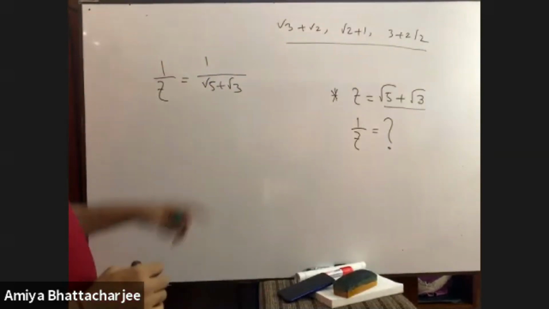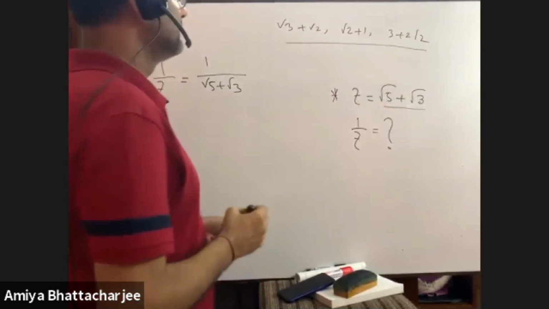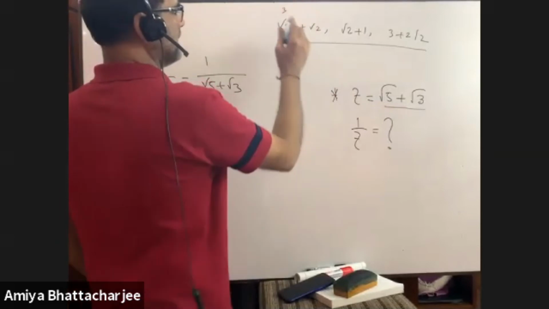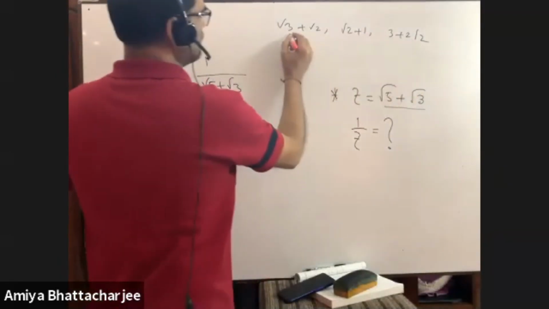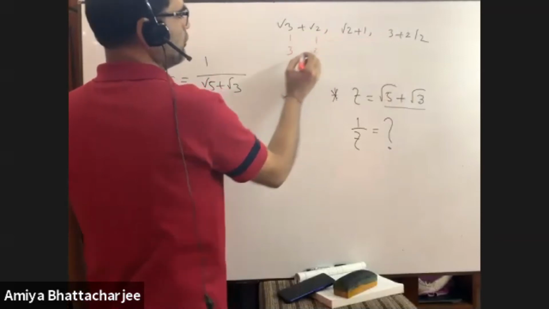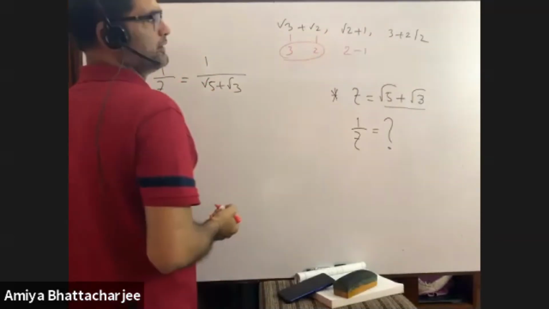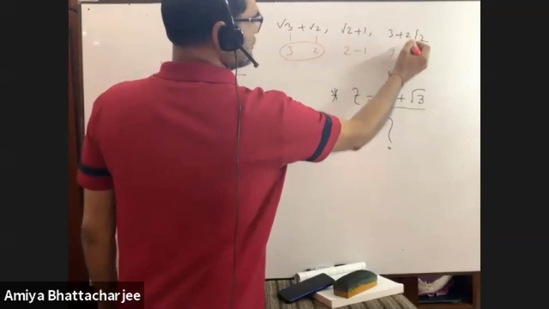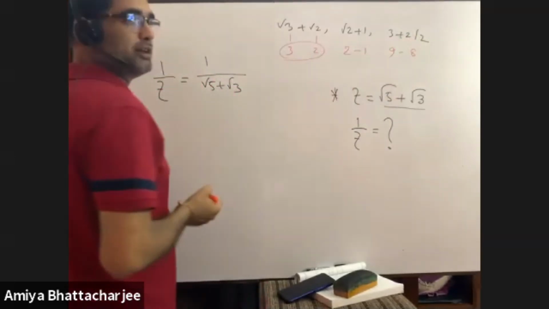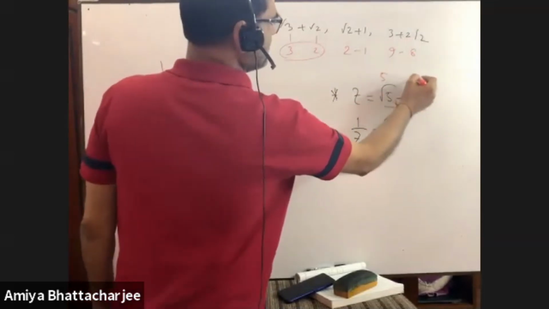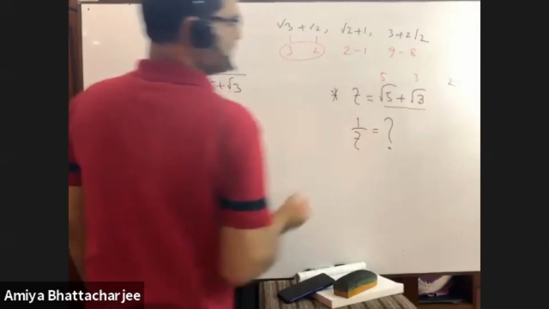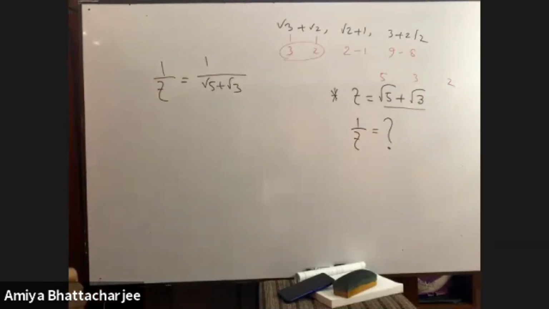What is the difference between these 3 and this one is that here the square is 3. Are you getting it or not? Can you see the board? Yes, you can see the board. Suppose you see the squares are 3 and 2. What is the difference between them? 1. The squares are 9 and 8. What is the difference between them? 1. But here the squares are 5 and 3. What is the difference between them? 2. So there will be another 2. I think you have got it.